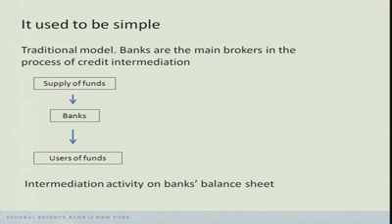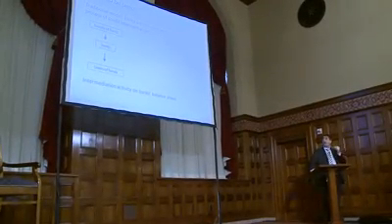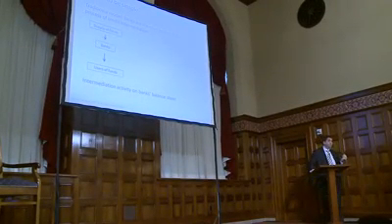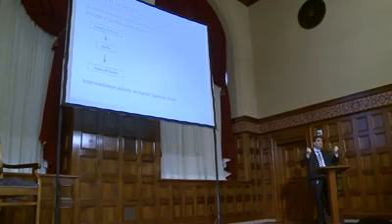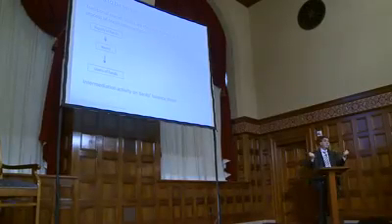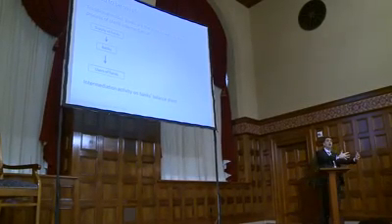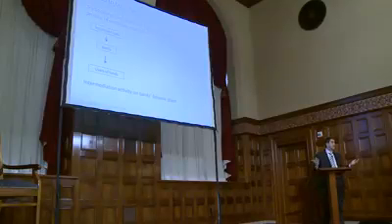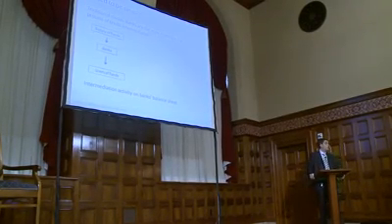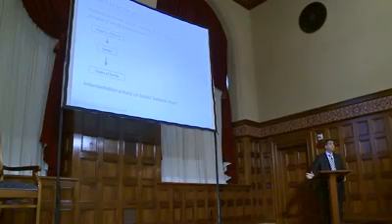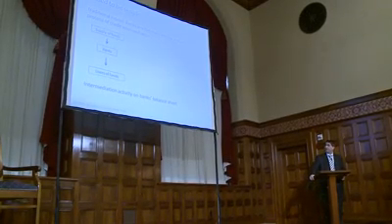So in the traditional model of financial intermediation, the bank is really the main broker in the process of matching supply and demand of funds. Funds flow to this entity in the form of deposits, and they flow out in the form of loans. End of story, right? This is pretty much the textbook depiction of banking, unless textbooks have been revised in the last two to three years.